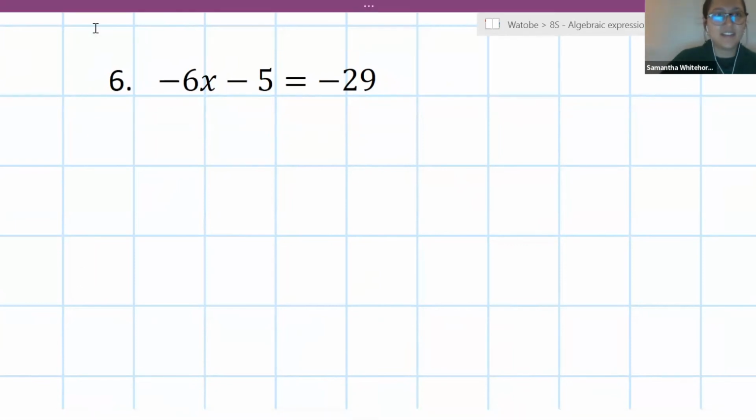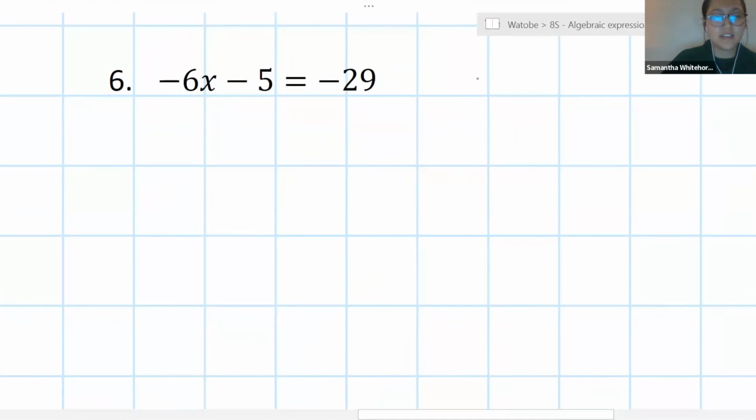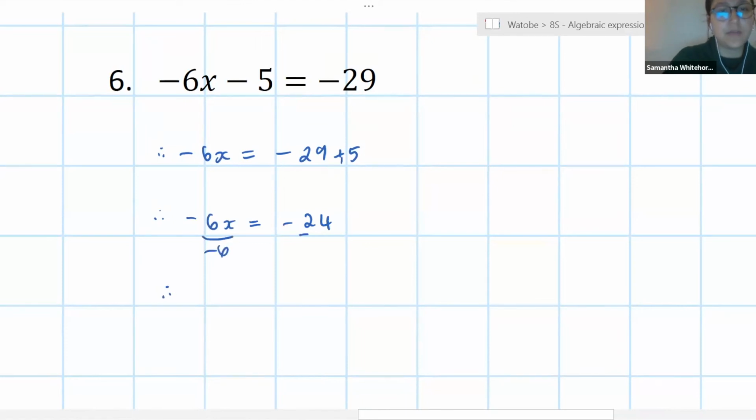So for number 6, I minus negative 29. I plus negative 29 with 5. And then after that, it gave me negative 24. Okay. And then, yeah, keep going. And then after that, I divided negative 24 with 6. And then I got 4. Perfect. Well done.